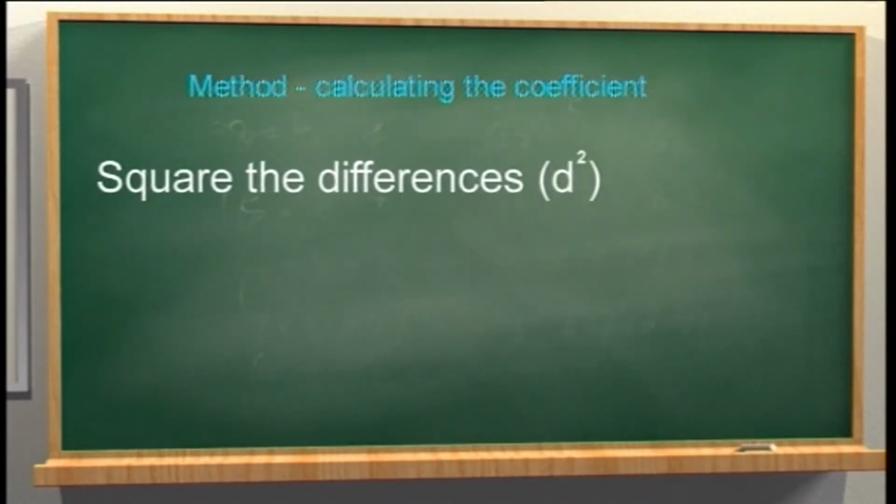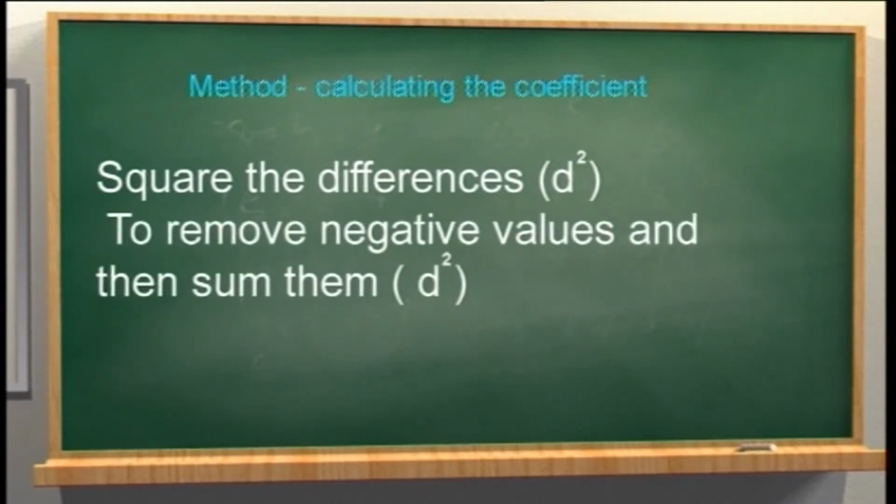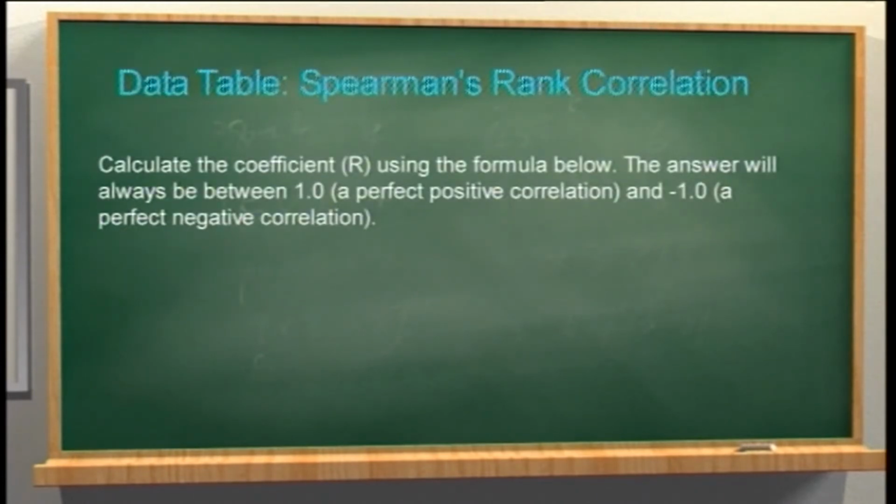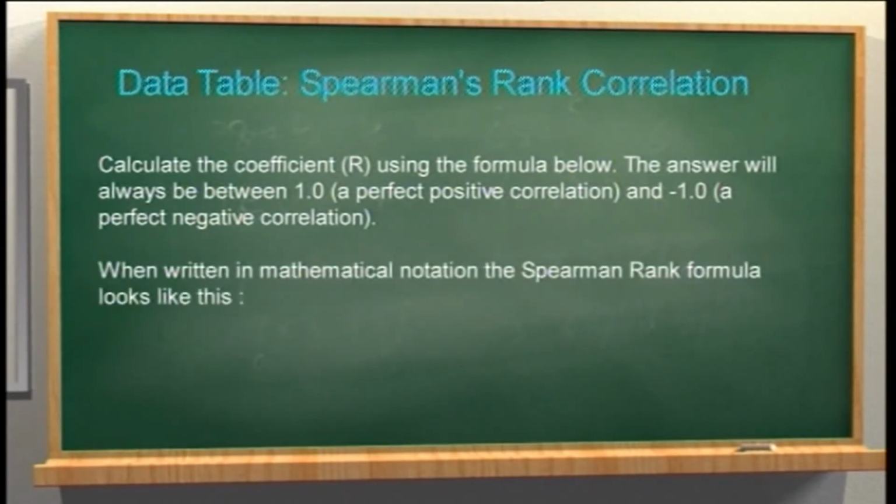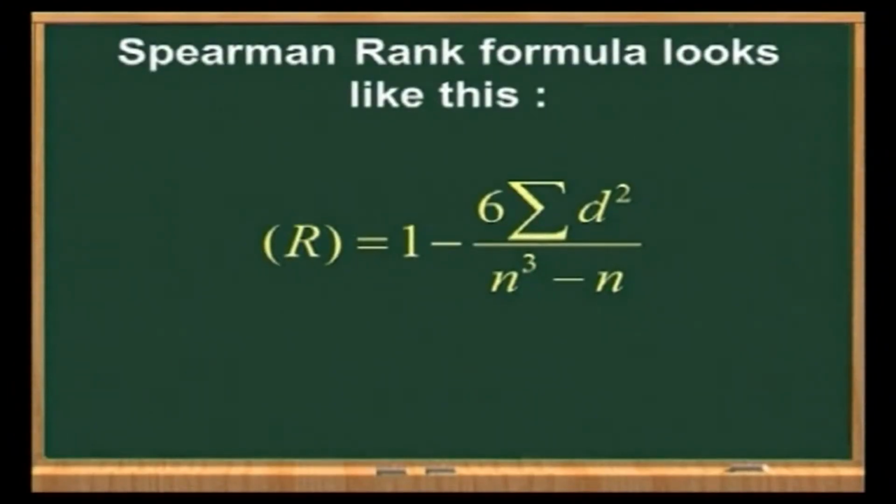Square the differences, that is d squared, to remove negative values, and then sum them. Calculate the coefficient r using the formula below. The answer will always be between +1 and -1. When written in mathematical notation, the Spearman rank formula is: r is equal to 1 minus 6 sigma d squared divided by n cubed minus n.